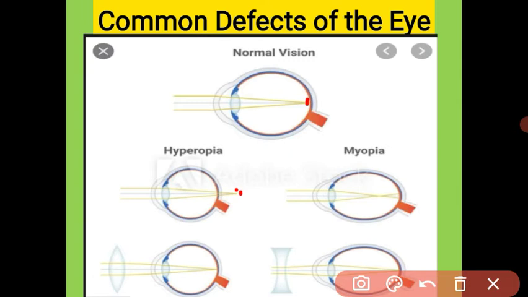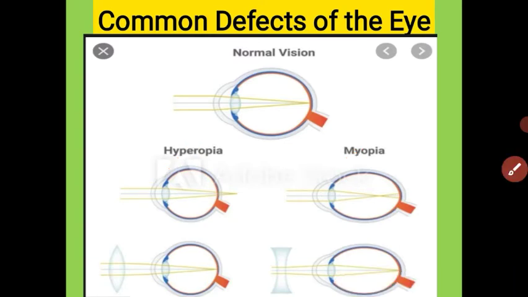Understood? Both conditions are very important, and hyperopia is corrected by using the convex lens. Understood? The convex lens is converging the rays. This lens is required to correct it. Understood? Both defects of the eye, myopia and hyperopia, these two defects are very important for your exam.